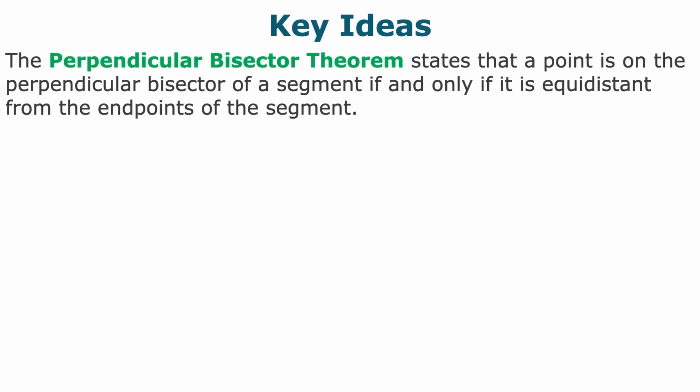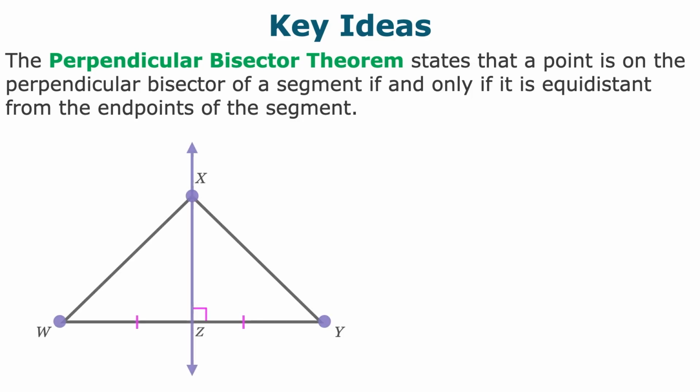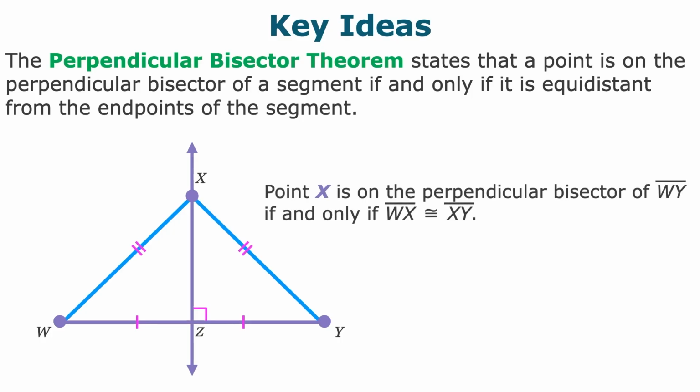The perpendicular bisector theorem states that a point is on the perpendicular bisector of a segment if and only if it is equidistant from the endpoints of the segment. In other words, point X is on the perpendicular bisector of line segment WY if and only if the line segment WX is the same distance as line segment XY. Looking at this triangle, the line segments WX and XY are congruent, so point X is on the perpendicular bisector of line segment WY. Let's keep this theorem in mind as we construct some perpendicular lines.